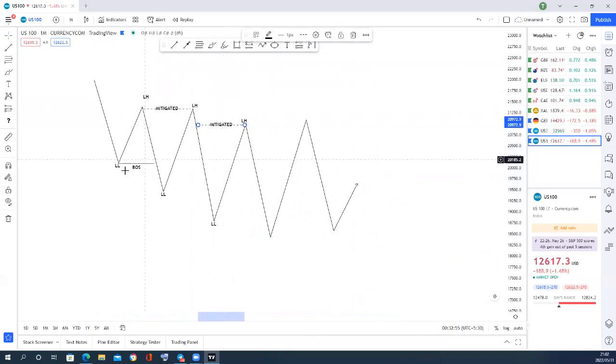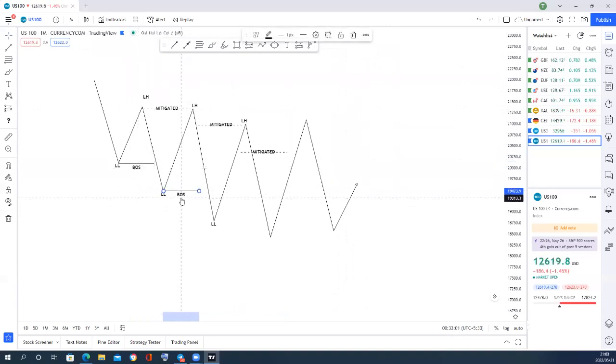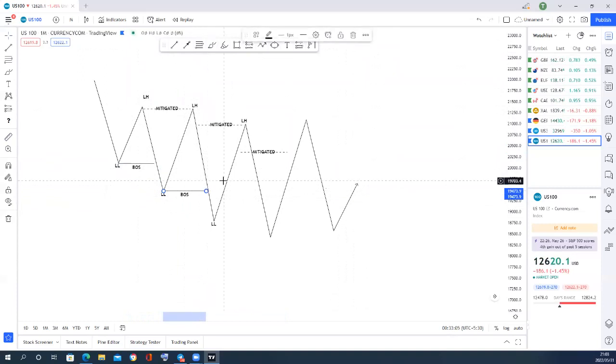It does that also. It gives you a breakout structure at this low here, this one. And then it grabs this liquidity and goes out to mitigate that other block. So we're also going to have a breakout structure at this low and then a grab of liquidity.